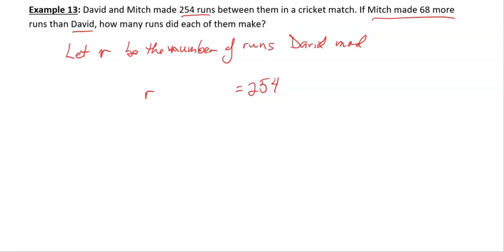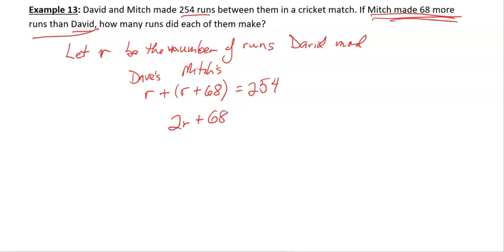Whatever it was, David's number of runs is going to be R. And Mitch made 68 more runs than David, so we're going to add to that. I'll put it in brackets, I don't really have to, but just to show that it's its own thing. So this is Dave's runs, and this is Mitch's runs. I don't really need those brackets because we're adding them together. An R plus an R gives us 2R, plus 68 equals that number.